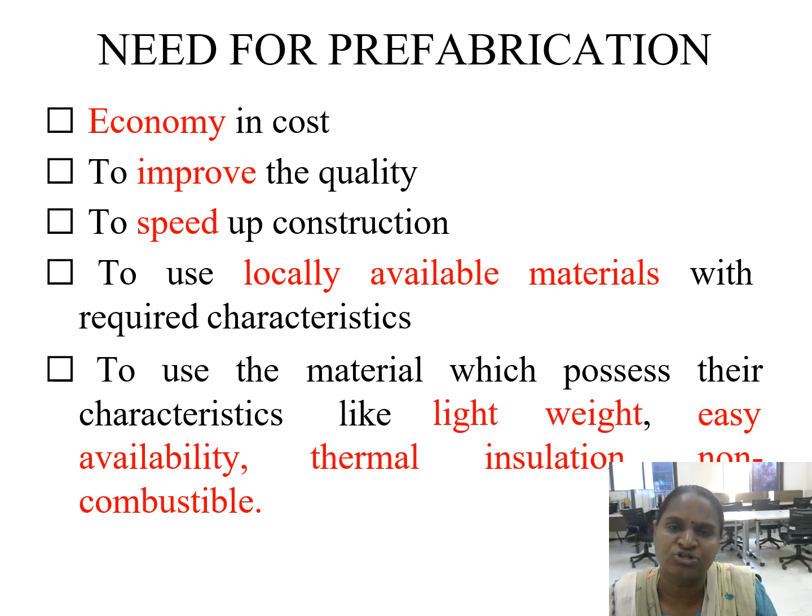So why do we have to go for prefabrication? The main thing is the cost. So we can reduce the cost, at the same time we can improve the quality, and at the same time we can speed up the construction process also. We can use available local materials with required characteristics, like lightweight, easy availability, thermal insulation and non-combustible also.